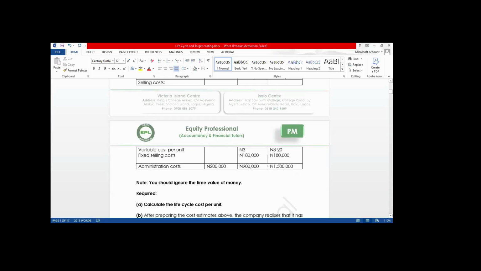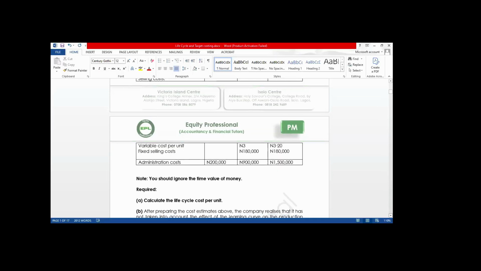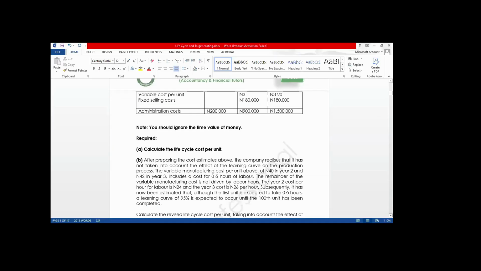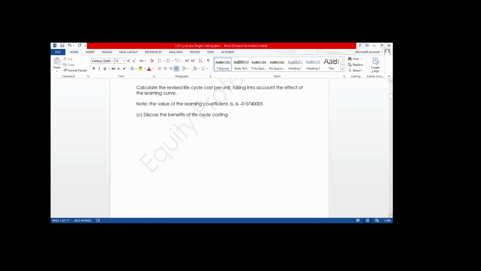Requirement A, calculate the life cycle cost per unit. That means we are going to look at cost for year 1 up to year 3. These products will run from year 1 to year 3. So we are going to look at the total cost incurred from year 1, year 2, year 3. So we are going to get the life cycle cost per unit. All right, thank you.